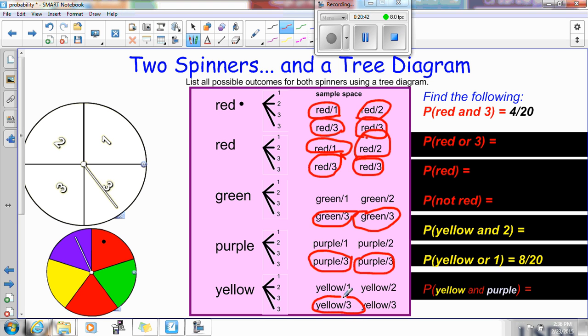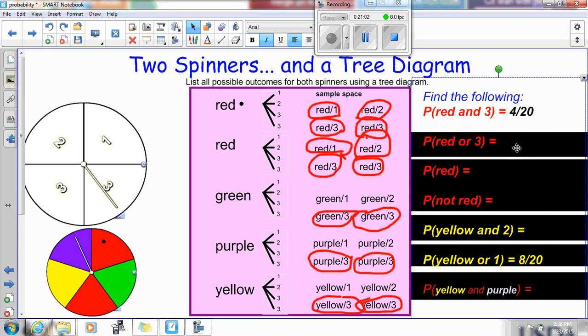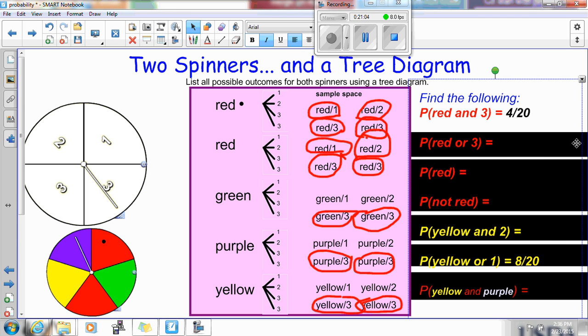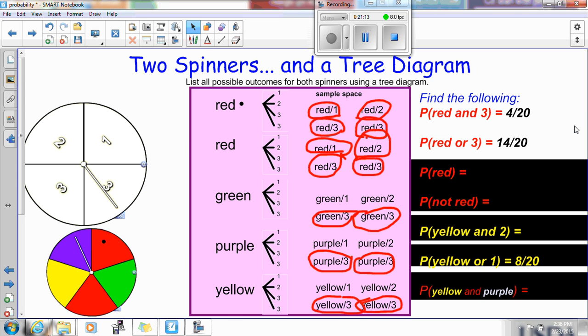So red or 3 happens 1, 2, 3, 4, 5, 6, 7, 8, 9, 10, 11, 12, 13, 14 times. 14 out of 20 times it lands on a red or a 3. It really does. There we go, 14 out of 20. Okay, now let's look at the next one.